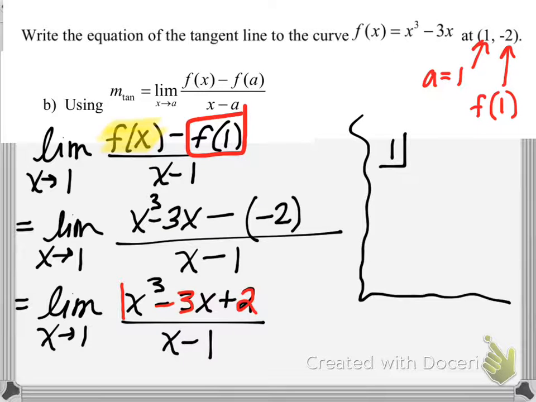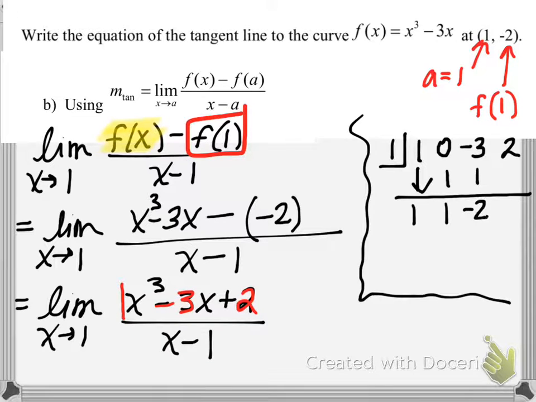So my coefficients are going to be 1. I am putting a 0 here because I'm missing an x squared term, and then I have negative 3 and positive 2. And I'm going to do my synthetic division. I drop down the 1. I multiply by what's in the box. 1 times 1 is 1. Then I add straight down. 0 plus 1 is 1. Multiply by what's in the box. Add straight down. Multiply by what's in the box.